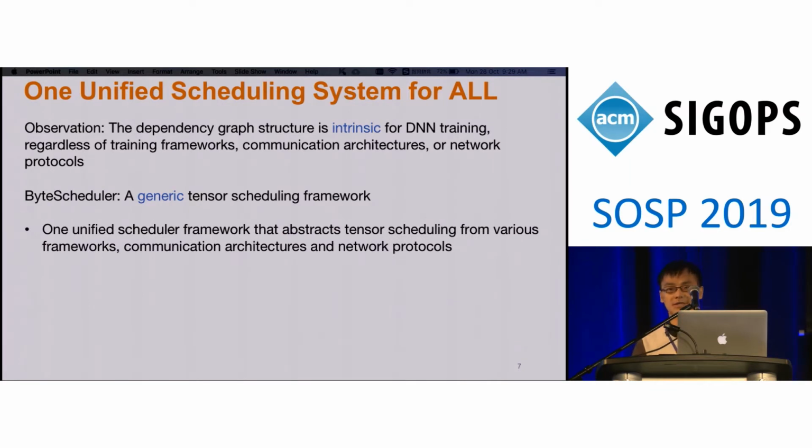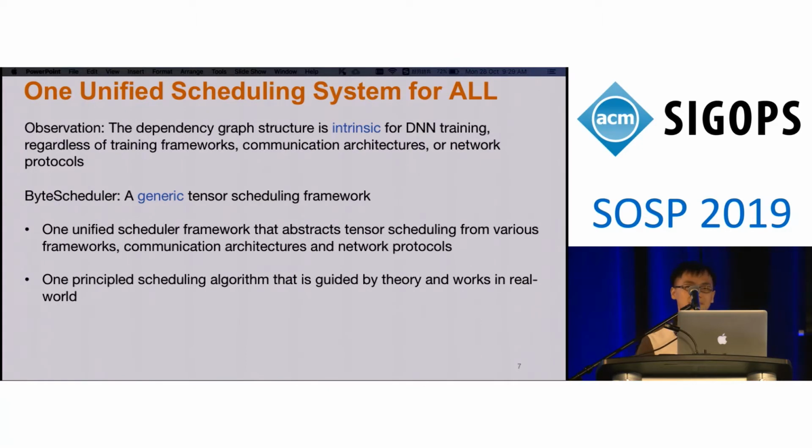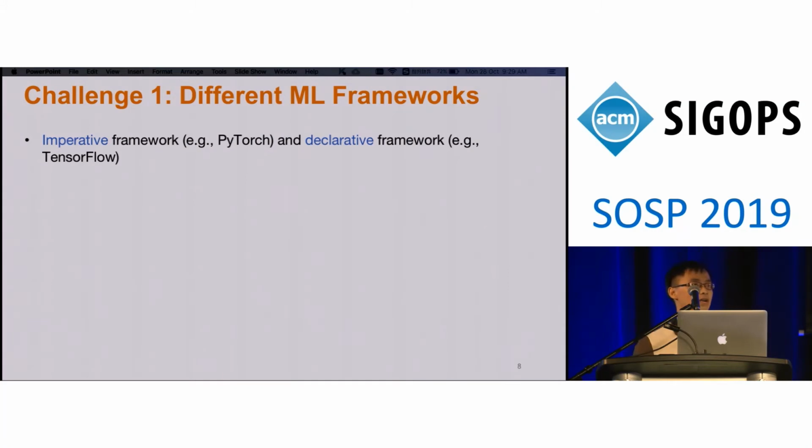I will show 2 points in this talk. First, we design a unified scheduler framework that abstracts tensor scheduling from various different setups. And second, we propose one principled scheduling algorithm that's guided by theory and works well in the real world. So what are the challenges here?